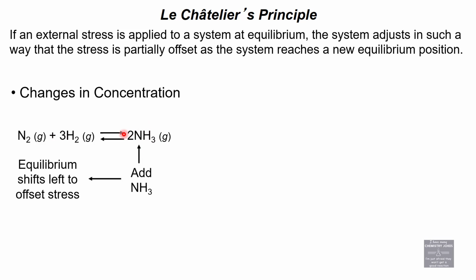So I've added some NH3 that causes, taking it back to last week, your reaction quotient, your Q value, which is products over reactants, that causes your Q value to get too big, so you shift left to create more reactants to make your Q value smaller again to reestablish Q equal to K.